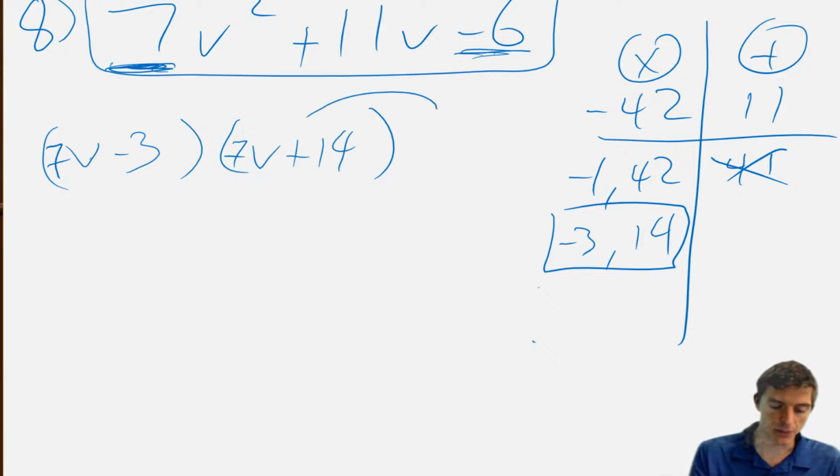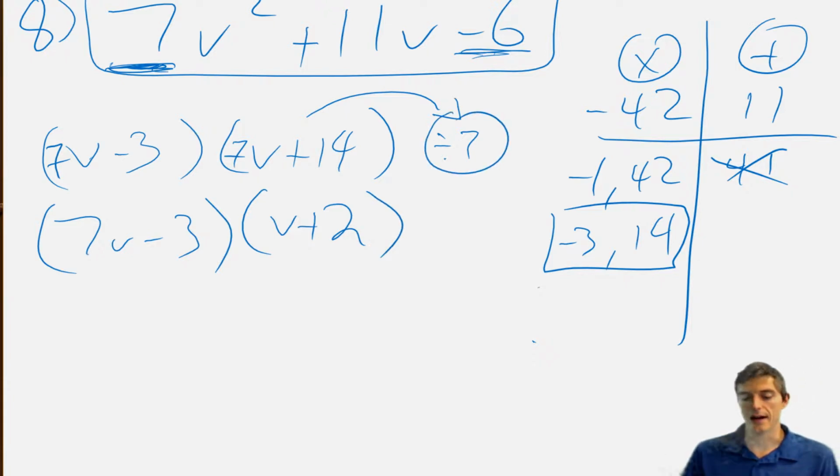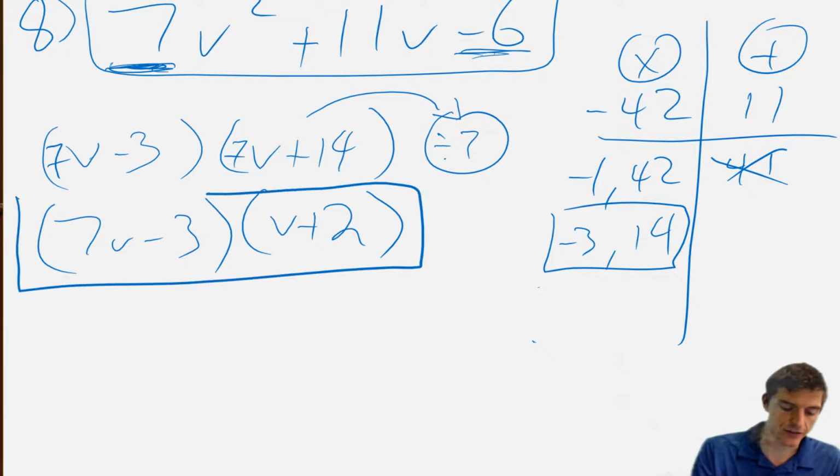Both of these are divisible by 7, so I'm going to divide both of them by 7. And 7 and 3, they're fully reduced, so they just stay like that. And this becomes v plus 2. So I basically am just reducing there. Now I've got my final solution.